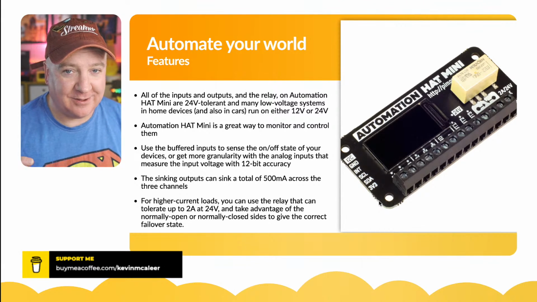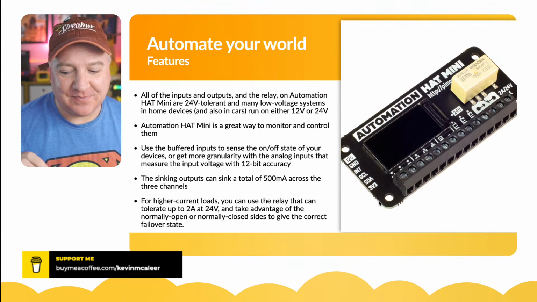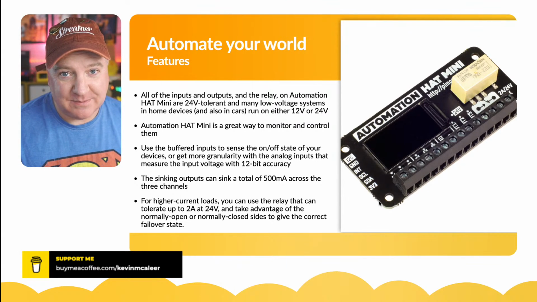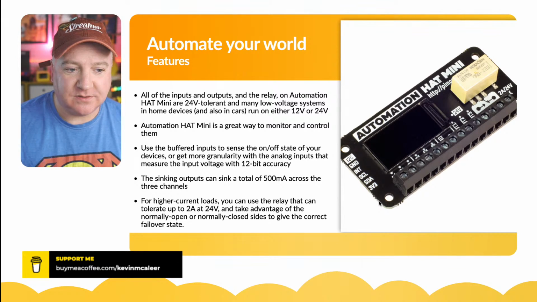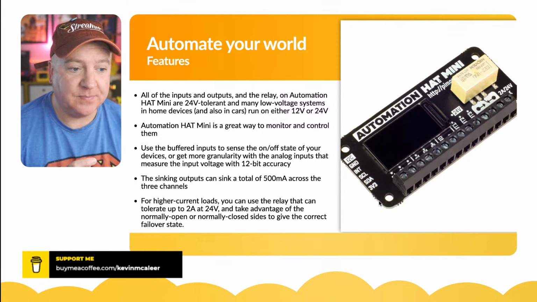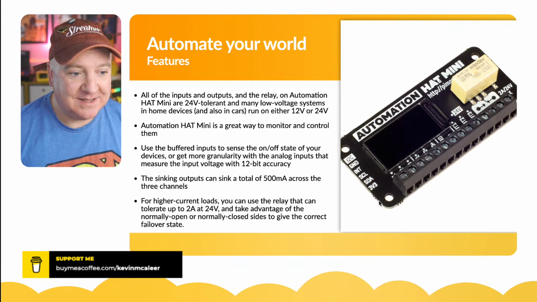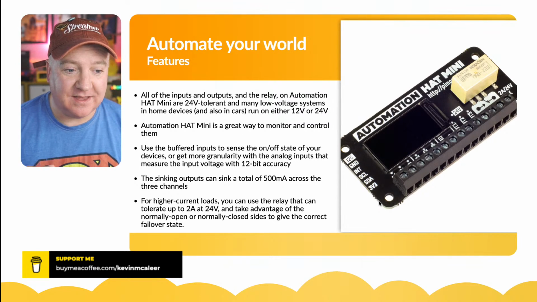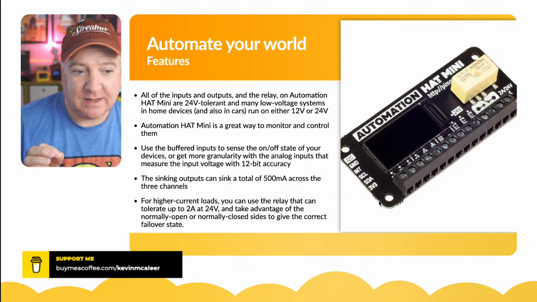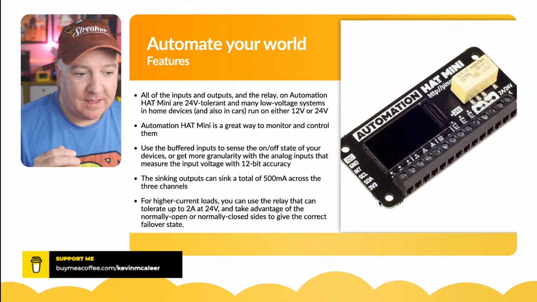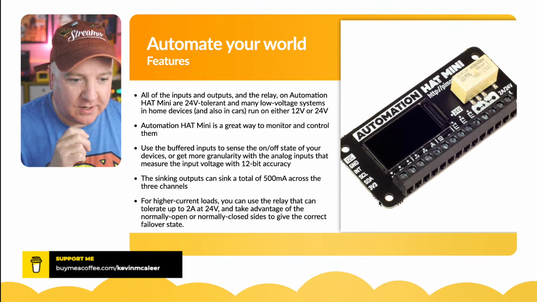I was thinking about the vivarium that we have, with 2 geckos, actually Alex's geckos, and you need to spray them with water a couple of times a day. We could have a little pump that sprays and delivers water based on some sort of monitoring from this hat. So the Automation Hat Mini is a great way to monitor and control things like that. You can use these buffered inputs to sense and turn devices on and off, or get more granularity about the exact input voltage with this 12-bit accuracy, which is quite a lot of accuracy.